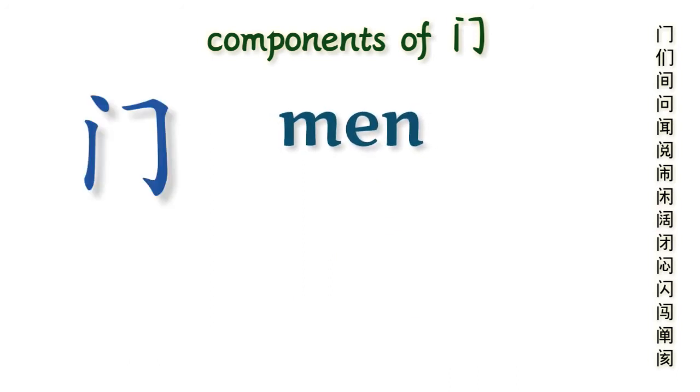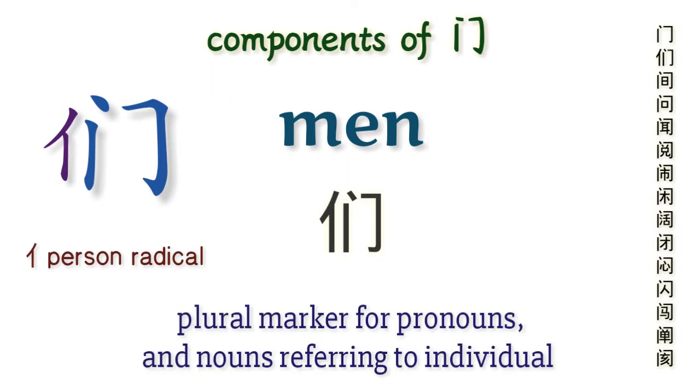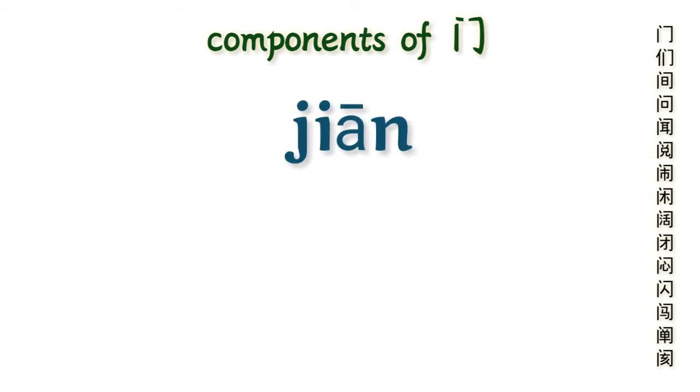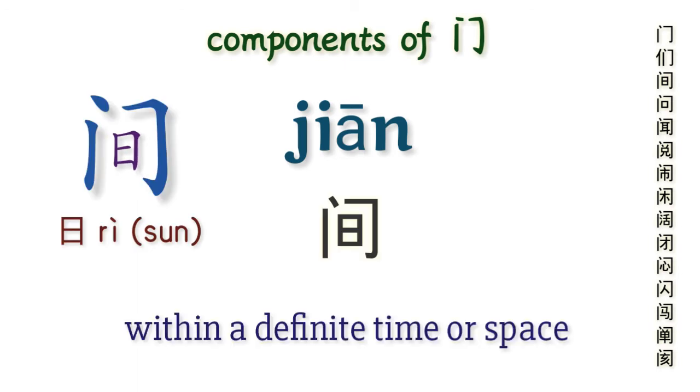Men. Men with person radical. It is a plural marker for pronouns and nouns referring to individuals. Jian. Sun inside door is jian. It refers to a definite time or space.